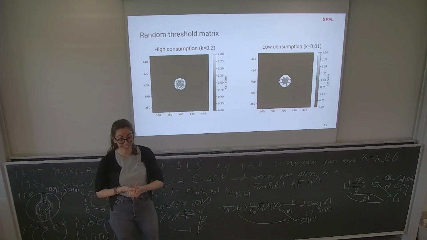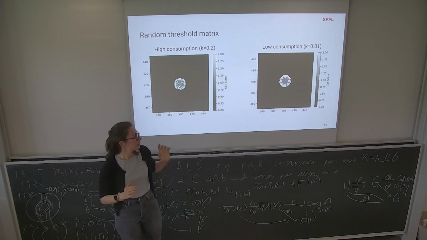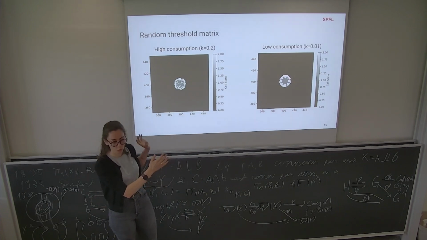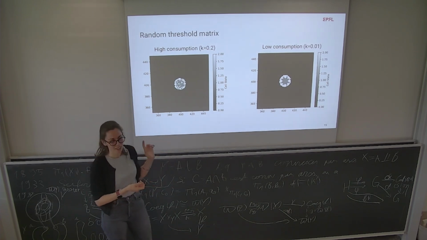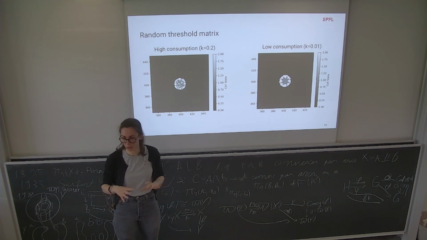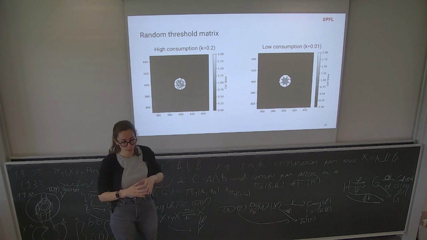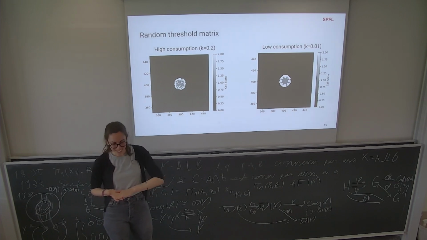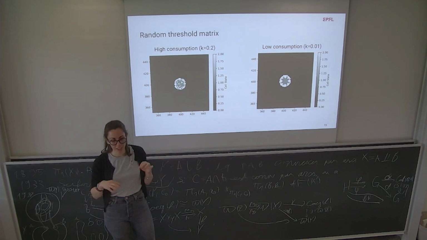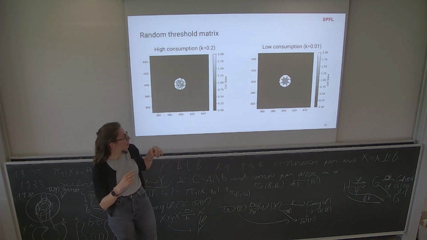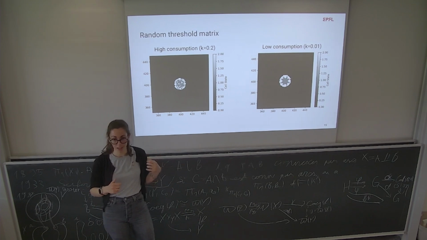What changes if I add a random threshold? Again, I have these two parameter ranges. For high consumption, actually everything is random, so there is no longer the front of active cells. But interestingly, if we have a low consumption rate of the nutrient, there are still some branching patterns that remain, even if not as precise as they were before.